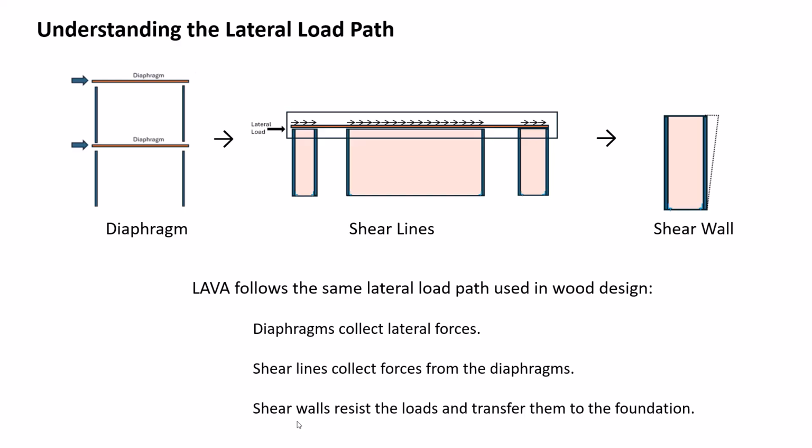First, the diaphragm collects the lateral force acting on the roof or floor. Those forces are then transferred into the shear lines, which act as collectors and distribute the load to the appropriate shear walls. Finally, the shear walls resist those loads and transfer them through the structure to the foundation. Lava designs those shear walls and hold downs to resist this load. As we build our model, we will follow a similar sequence.